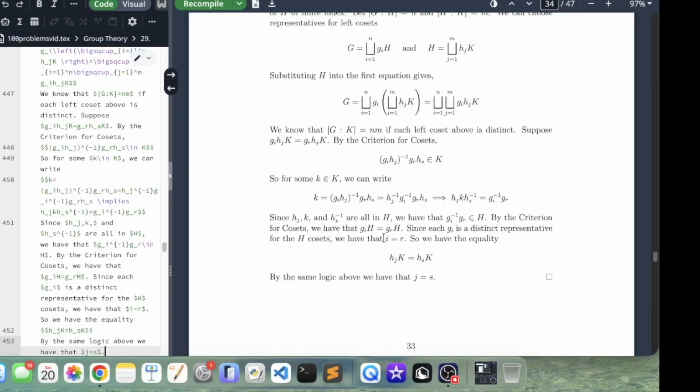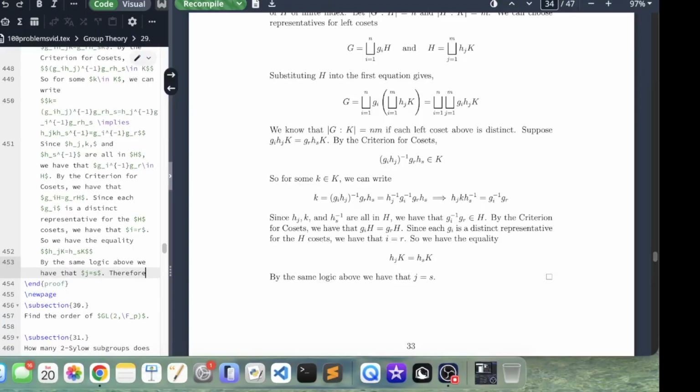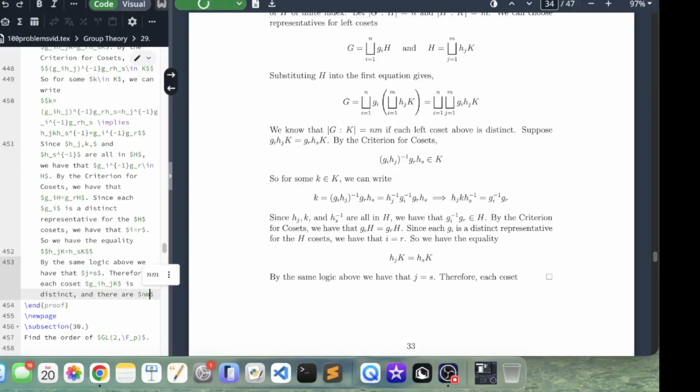Okay, so we have that i equals r and j equals s. So each element here is the exact same. So even if you have two different elements, they're the same element, hence they're distinct. Therefore, each coset g_i h_j K is distinct, and there are nm of them.